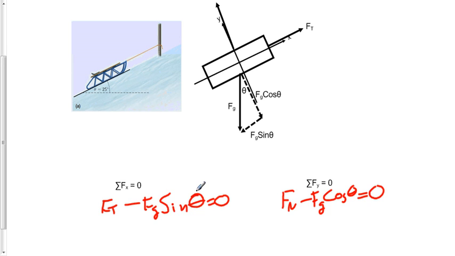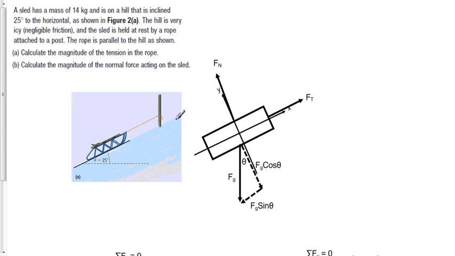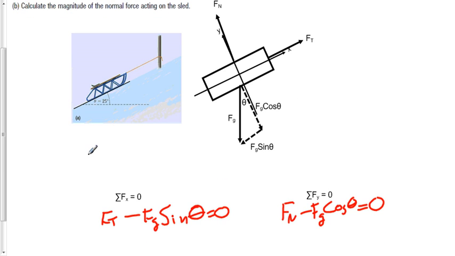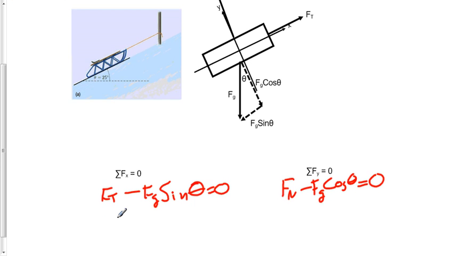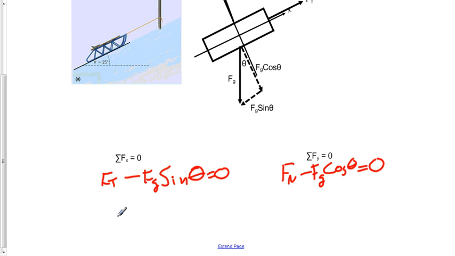And let's scroll back up and just see what is our ultimate goal here. So this has asked us to find the magnitude of the tension in the rope. So the only one that has tension is the x direction. So let's deal with the x direction first. And I can rearrange this so it says, the force of tension is equal to the force of gravity.